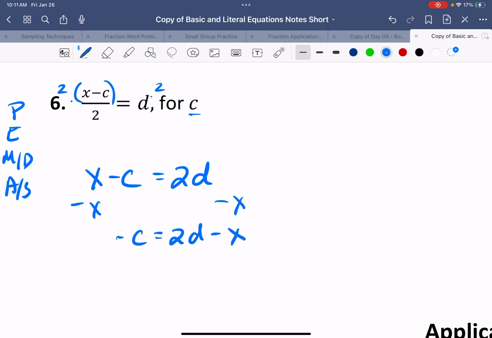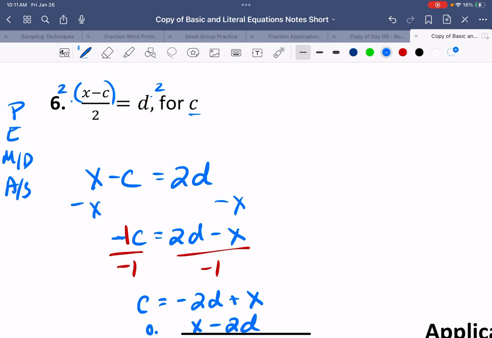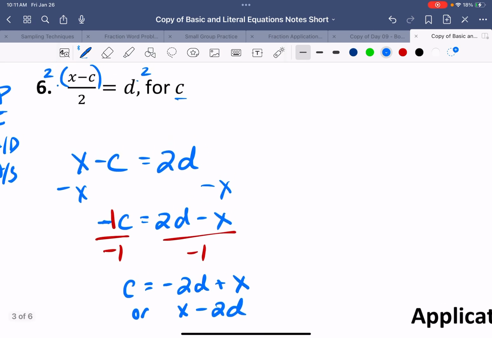okay? But now we can't have a negative c, right? So how do we get rid of that? Well, it's the same thing as saying negative 1. So let's divide everything by negative 1, and I'm left with c is equal to, okay, we're going to flip it over and go negative 2d plus x, okay? If you ended up getting x minus 2d, you would also be correct, okay? Either one of those is correct.